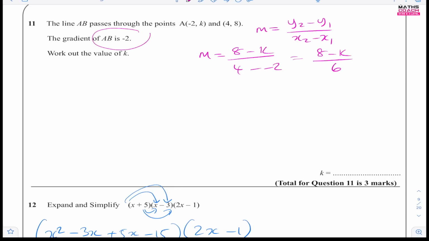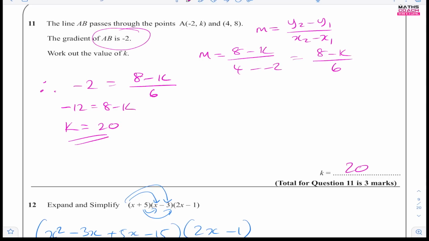Now we are told that the gradient is minus 2. So what I can write down is minus 2 is equal to 8 minus k over 6. And I just solve this for k. So I'll multiply with the 6, giving me minus 12 is equal to 8 minus k. Take the k onto this side to make it positive and minus 12 onto that side. So therefore k would be equal to 8 plus 12, which is 20. So the value of k is 20.